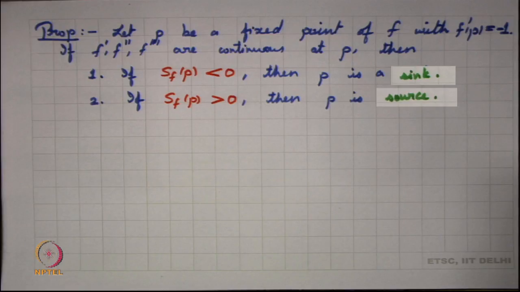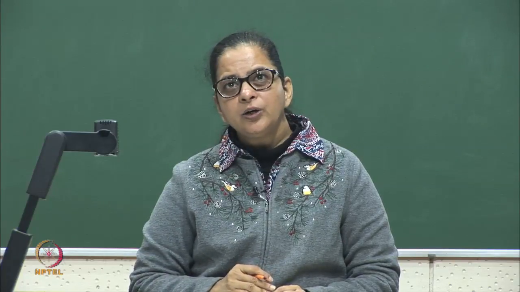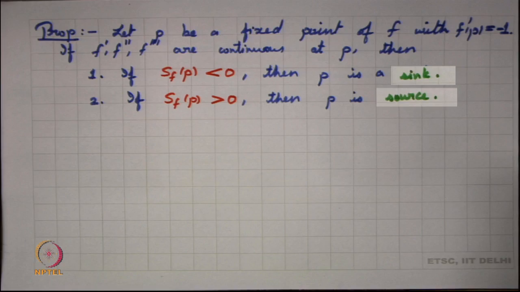So, we have a proposition here. If p is a fixed point of f with f prime p taking the value minus 1, and f prime, f double prime, f triple prime are continuous at p, then if the Schwarzian derivative is negative, p is a sink, and if the Schwarzian derivative is positive, p is a source. We will not look into the proof of this; I leave it to you. It is easily proved by taking the function g equal to f composite f.